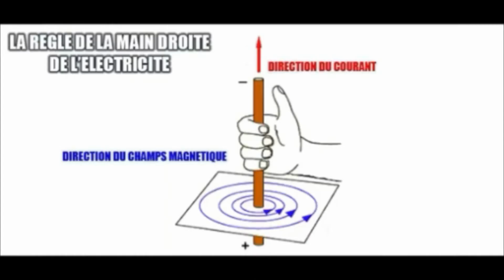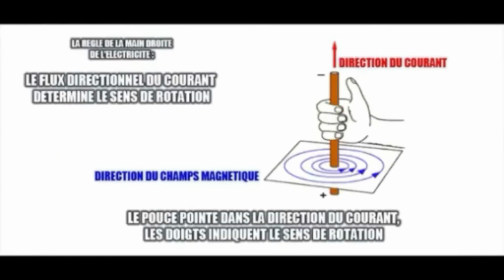Right-hand rule of electricity. Directional flow of electrical current determines direction of spin. Thumb points to direction of current flow, and fingers show the direction of spin.